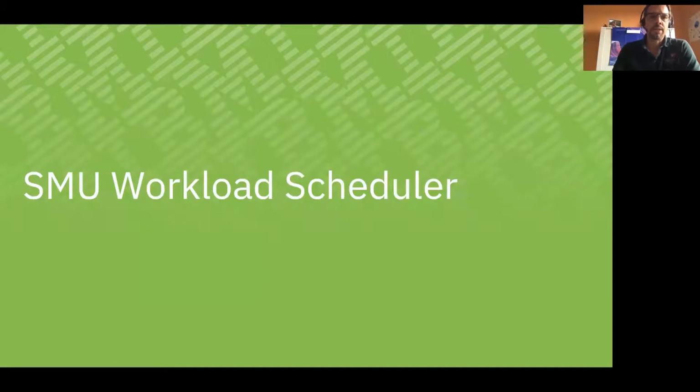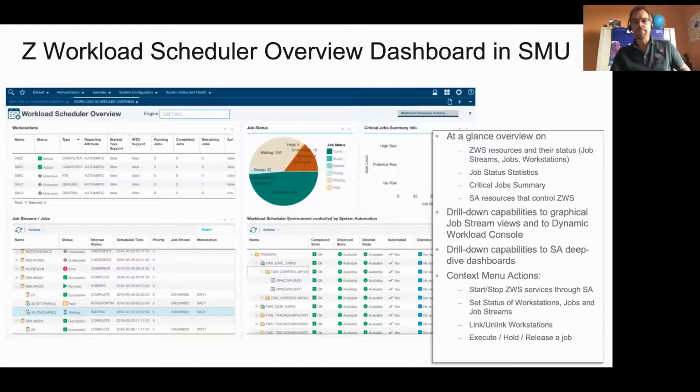Then the third area, the SMU Workload Scheduler dashboard. So here you can see how that looks. It's one overview dashboard that provides a summary of all the workstations from IBM Workload Scheduler. So these are the systems on which the jobs will be executed. Then we have the job streams in the job plan. So you have job streams and jobs belonging to the job streams. You can expand in there to look at the details.